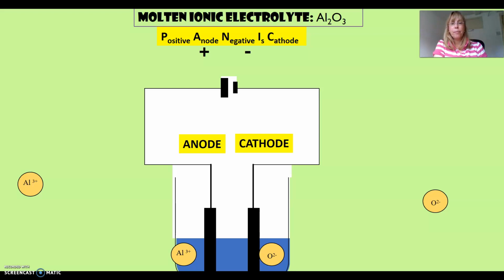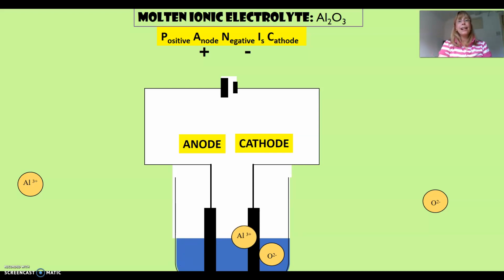So there we have positive and negative. Now if you mix up your symbols, positive, if I take those 2 lines and join them together, the long line is the positive one. Now in this example, when we've melted aluminium oxide, we've got aluminium ions and we've got oxygen ions in our beaker. The aluminium ions are positive, so they are going to be attracted to our negative cathode.